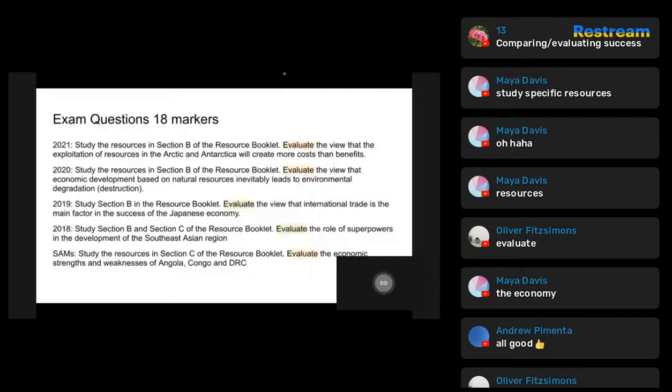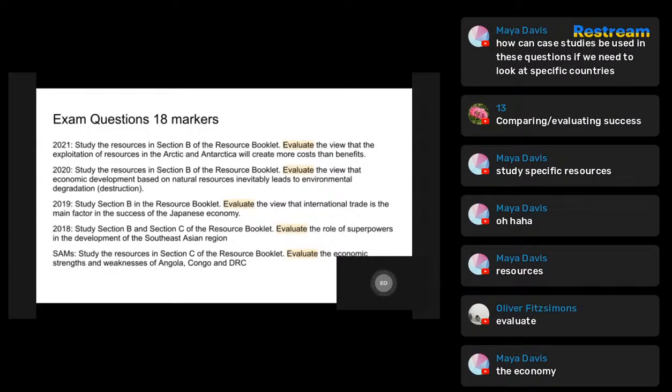Note that every single time, every single year, it says study the resources in section B of the booklet. Okay, so if you're not familiarized yourself with section B of previous exams, have a look at it. Go dig out the old exam papers, have a look at section B. What does it look like? What kind of information am I seeing come up frequently? What am I having to evaluate? What diagrams may I have to look at?